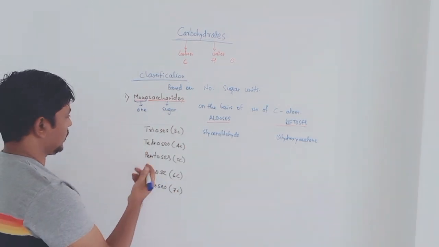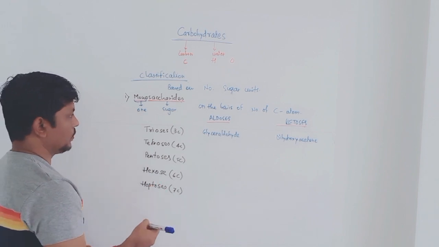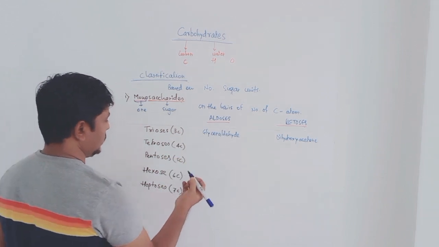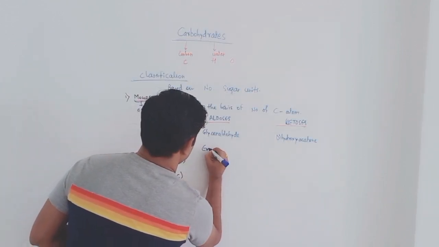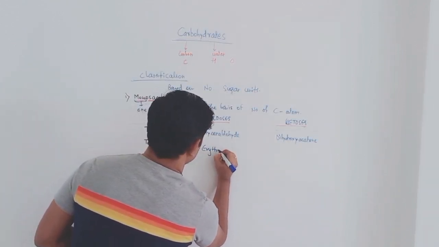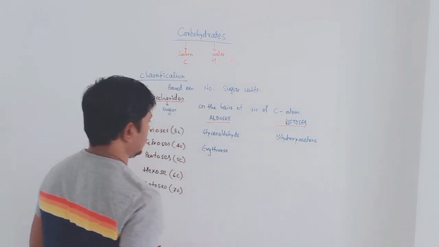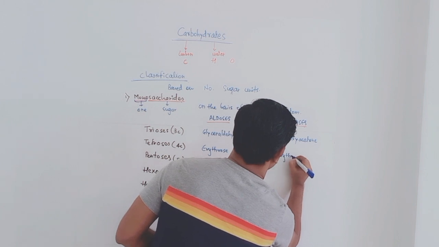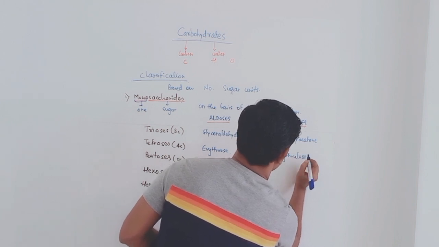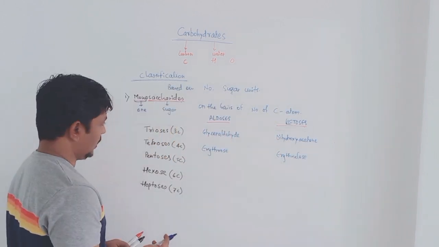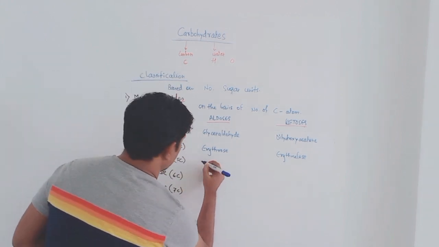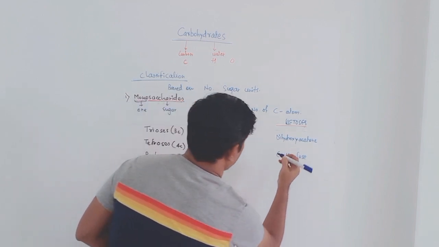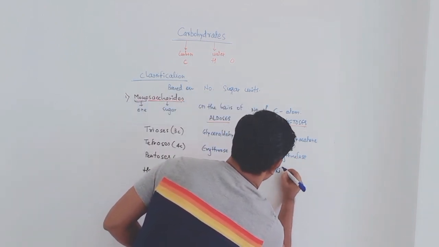Okay, so tetroses. For tetroses, we have the aldose, which is called erythrose, and the ketose is erythrulose. Then for pentoses, we have ribose, and in ketoses, we have ribulose.